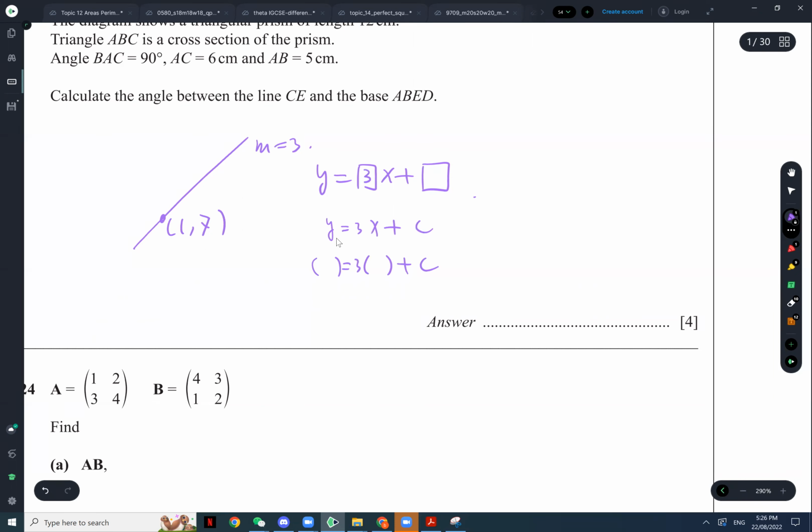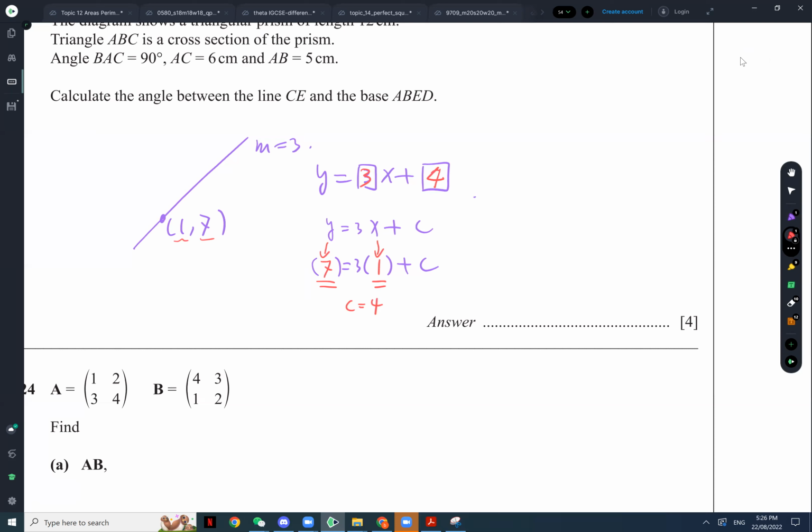And now, what's the number in the first box? First bracket. Yeah, here 3. What's here? Which one? Yes, and the 1. So c is just 4. We have the equation of the line. Very good, Max.